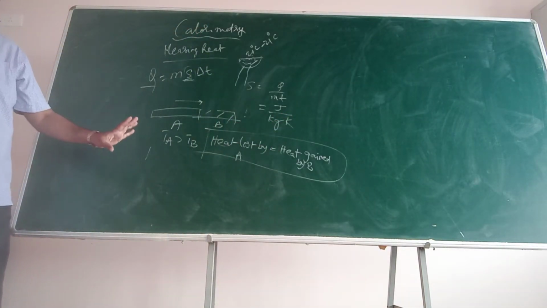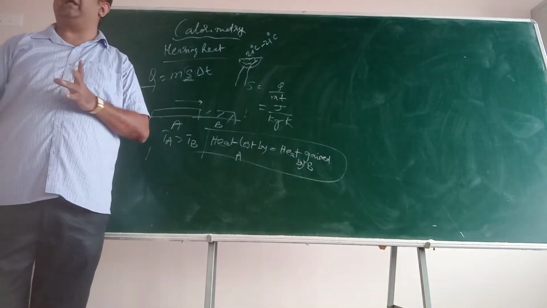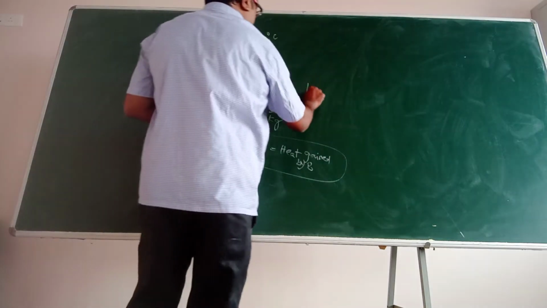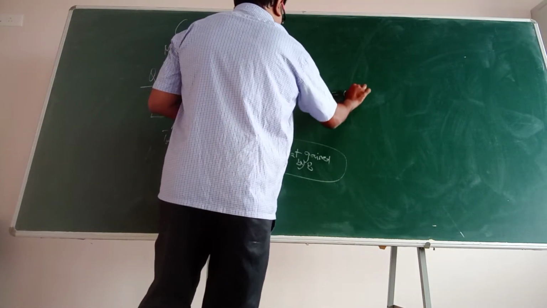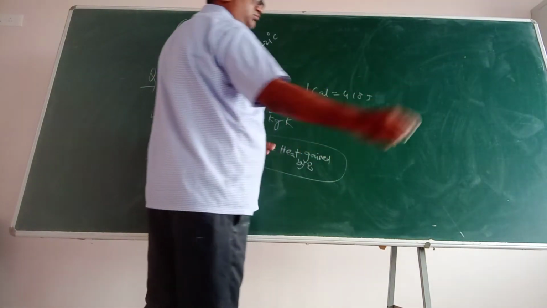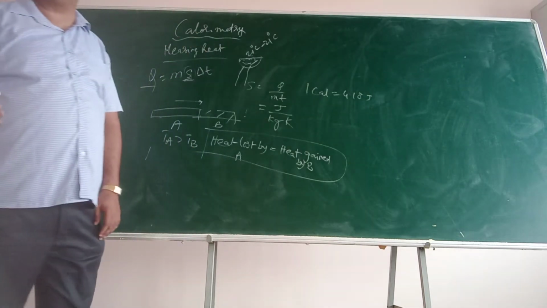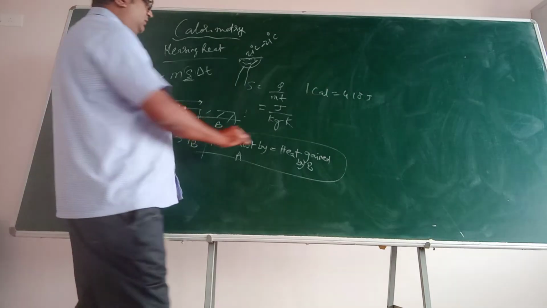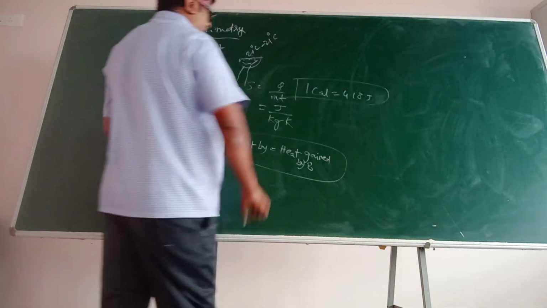This is one thing you have to understand. There is a relationship between calorie and joules also that you should know. What is the relationship? 1 calorie is equal to 4.18 joules. For practical purposes, we write 4.2 joules. This conversion you should be very clear about. So keep this in your mind.